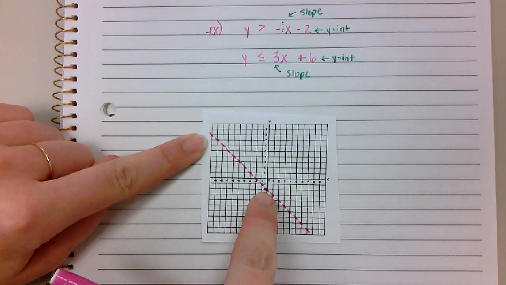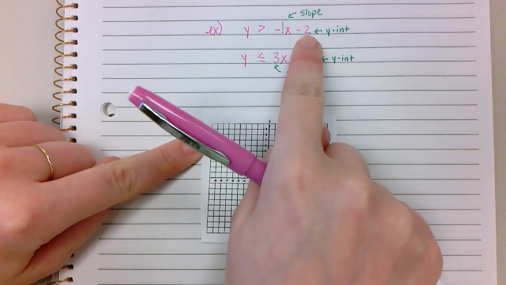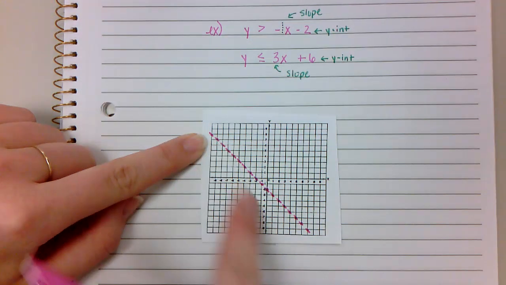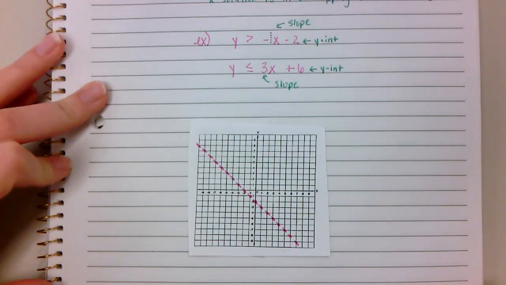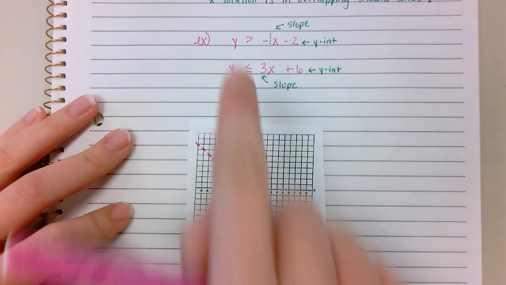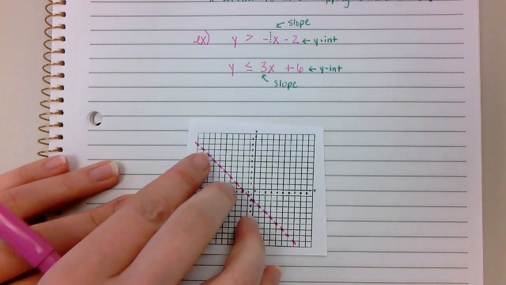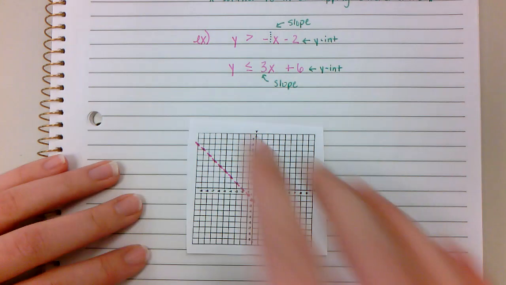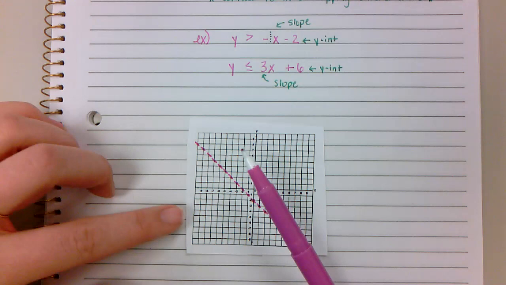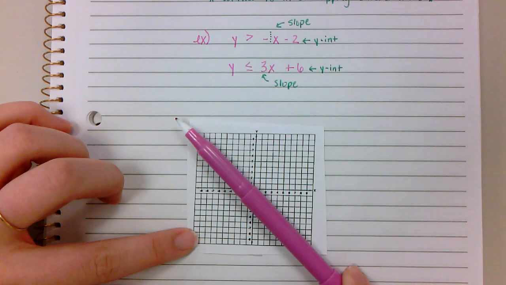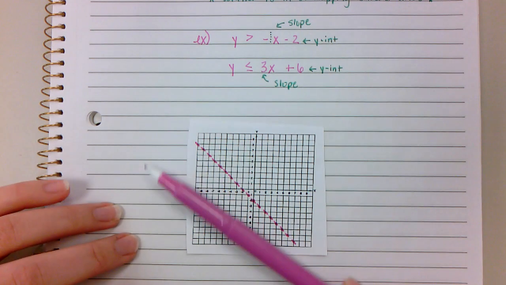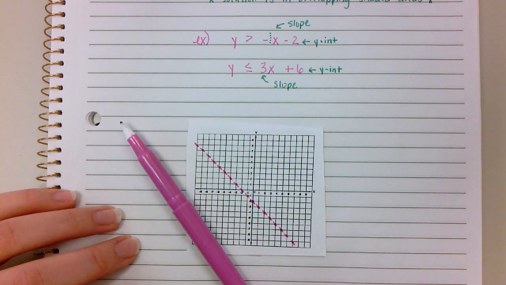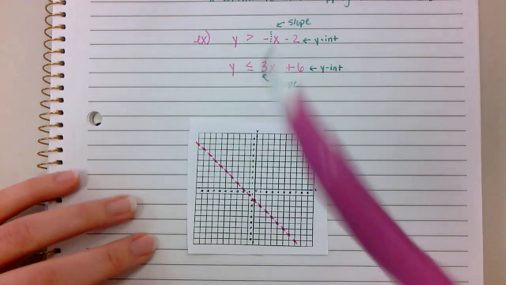So this is at that y-intercept with that slope. And based on the symbol we've made it a dotted line. Now I need to shade. Remember, step one, graph it and include the shaded areas. Remember, dotted or solid, so we did that. Because this is greater than, I'm going to shade to the right and up, right? Because if this is my line, everything above or to the right would be greater than, and everything below or to the left would be less than. We learned that on the page before. So I'm going to shade everything over here.